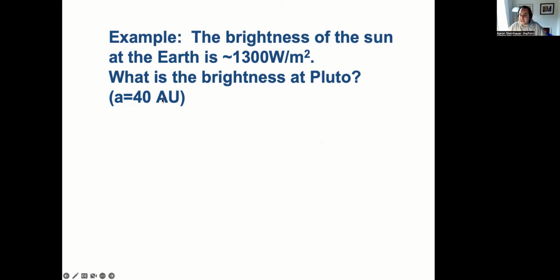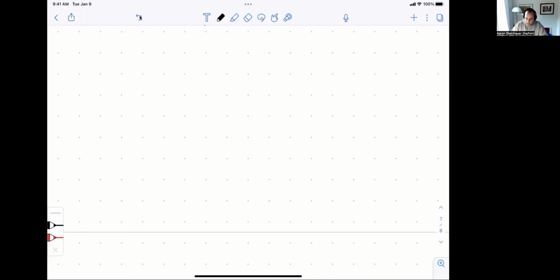The semi-major axis of Pluto's orbit is 40 astronomical units. So what is the brightness that we would see at Pluto? Let's take a look. We know that the brightness of an object equals its luminosity divided by 4 pi times the distance to that object squared, right? And this is what we're interested in.